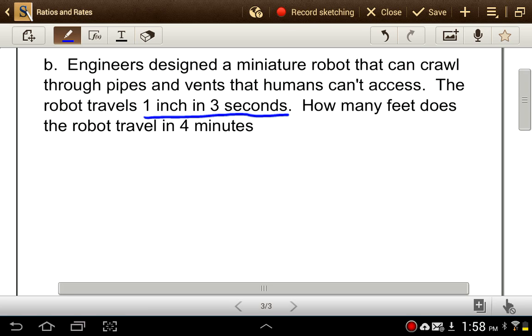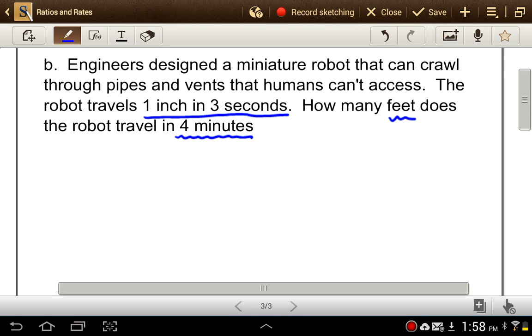And my final answer needs to be in feet in 4 minutes. So my final answer isn't even in a unit rate. So this is going to require multiple steps to answer it. The first thing I want to do is convert my time here. Since I want to be in minutes, the first thing I'm going to do is convert my answer into minutes.